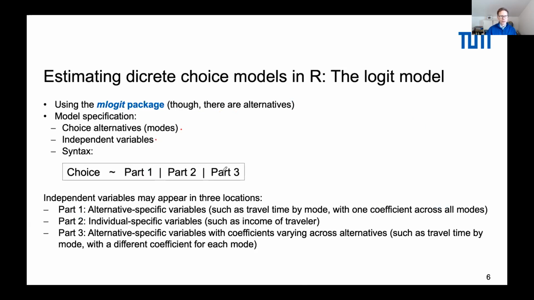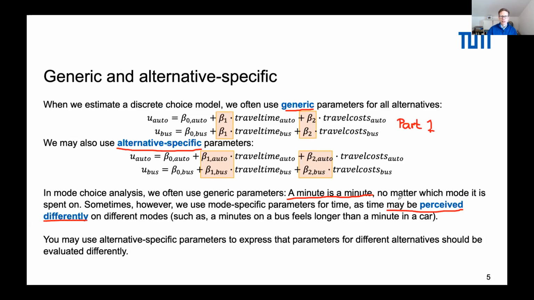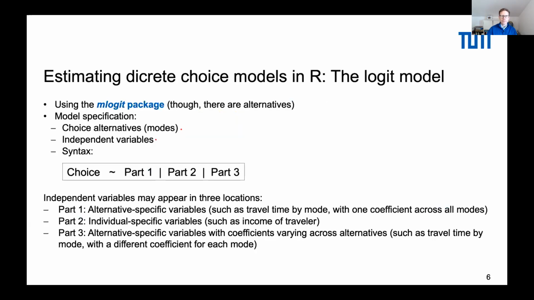Part three, and I jumped there first, is the part where you get alternative specific variables with coefficients varying across alternatives, such as travel time with a different coefficient for each mode. If you put a variable into part three, you're going to create different estimations for each alternative. So each alternative will have a different coefficient. That's what part three is for.